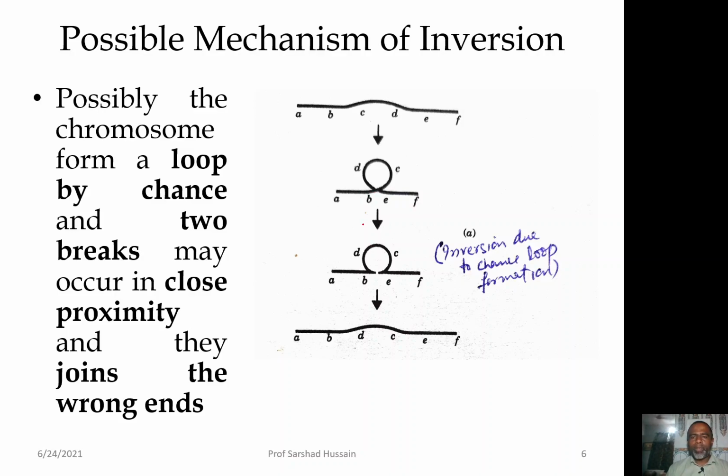Say, for example, after this break D will join with B and C will join with E. That means they will join with the wrong ends; they will not join with the ends from which they have broken. Then this will give an inverted segment within a chromosome. So, this is probably the possible mechanism that leads to the formation of an inverted segment in a chromosome.